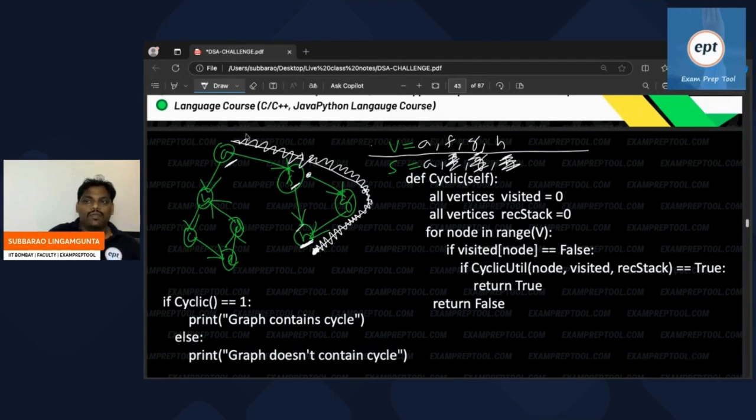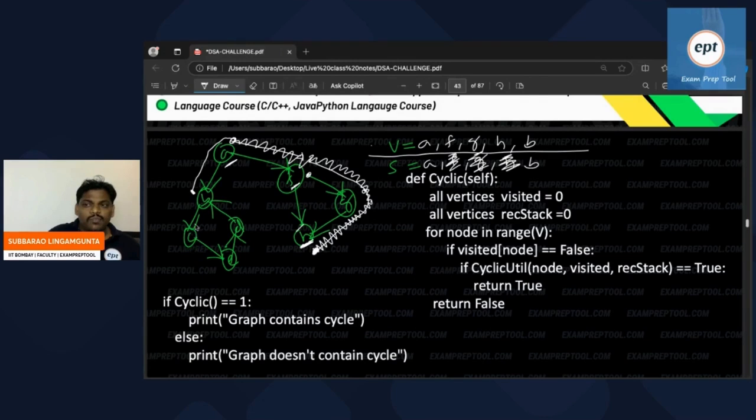Please be careful. Now I am at A here. A adjacent how many? F also, B also, F is over. Now go to B. I am at B now. Can you give the answer to me? Is B already visited? No. Visit it. And one more, is B there in the stack? No. Keep it in the stack. Next one.